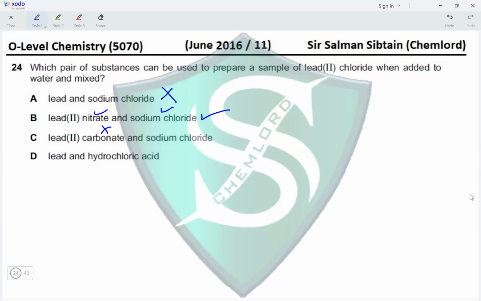And lead and hydrochloric acid: lead metal is very close in reactivity to hydrogen, so it will not react to produce lead chloride. Reactivity is very similar to hydrogen for lead. And again, lead is the metal here, and we need two soluble salts. So that is another reason this reaction will not occur. So the correct option for this question is option B.